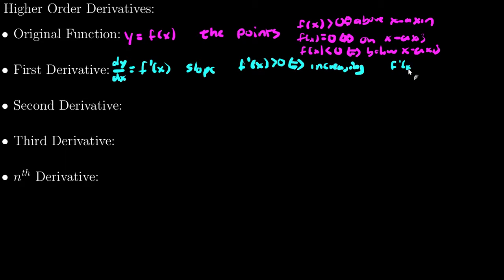F prime of x equaling 0 will mean that it is horizontal, a horizontal tangent at that point, which eventually will end up giving us a lot of times maxima or minima, some of our extrema. And the derivative being less than 0 will mean that the function is decreasing.